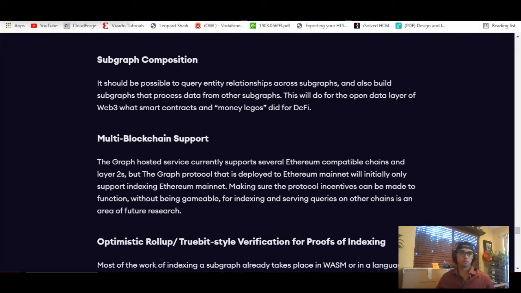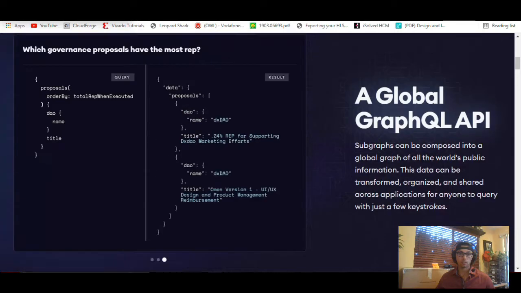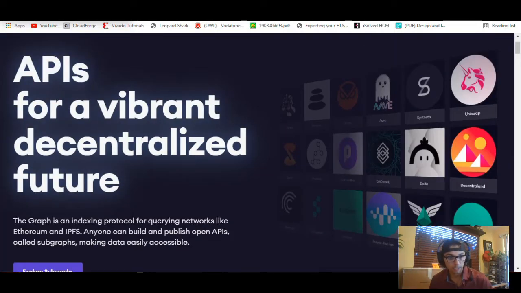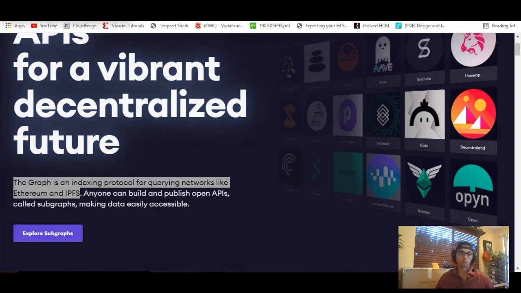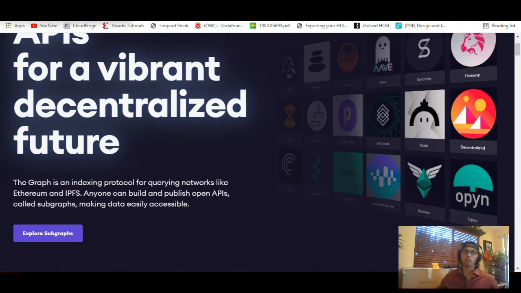So let's circle back to the graph website, and they say here, the graph is an indexing protocol for querying networks like Ethereum and IPFS. I feel like this is totally marketing words. This is how a marketing person would phrase it. And then a developer would say, we index Ethereum and we also use IPFS, so we could index that too. Because IPFS, from my brief understanding, is essentially just a distributed file system. And I believe the graph uses IPFS nodes in order to support their transactions.